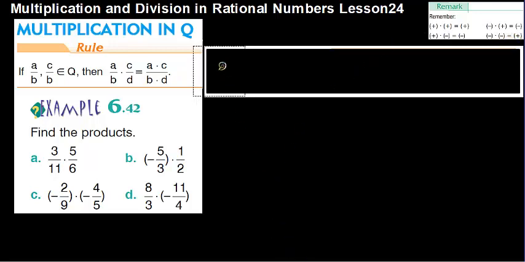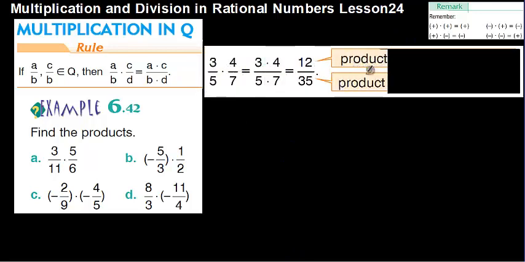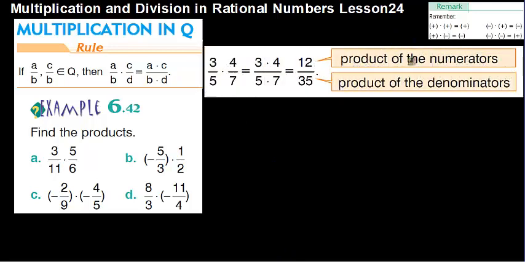Here I explain, and one more time I'm repeating, when we have two rational numbers, we are firstly multiplying the numerator by numerator. 3 times 4, and 5 times 7 is 35. 3 times 4 is 12, and it's the product of the numerators and the product of the denominators.